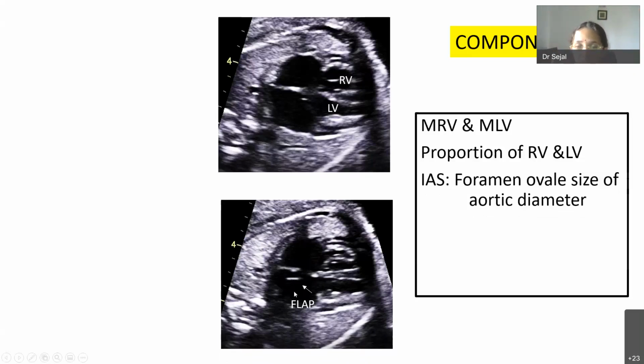So in general, if it is freely opening with no turbulence and the size looks adequate and the flap is into the left atrium. This is the interatrial septum. You can also see the primum segment.